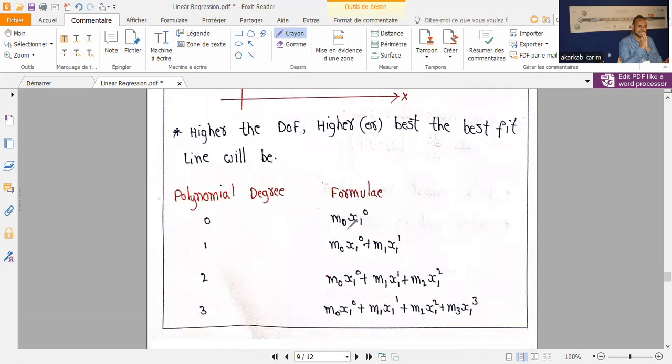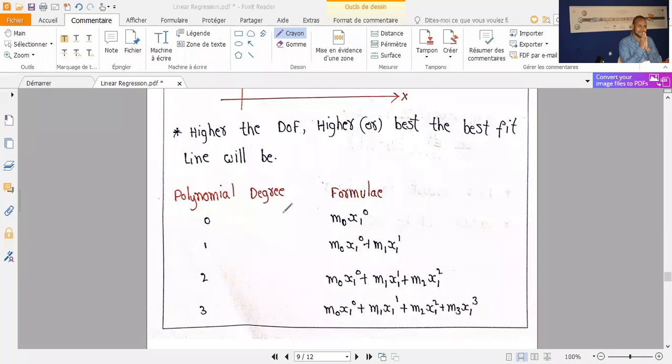It's easy. We have m0 x1 to the degree 0. So we have the polynomial degree and we have the formula. It's the same thing. The difference we have here is the degree of freedom, as we see here. When the degree of freedom is high, the line fits the data closely.